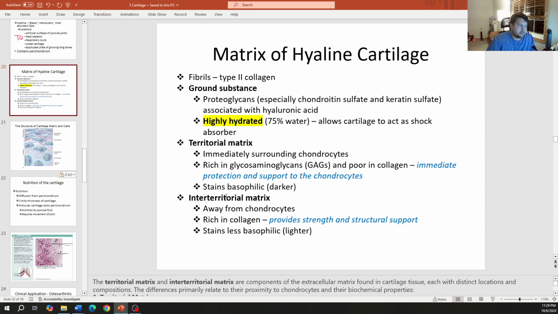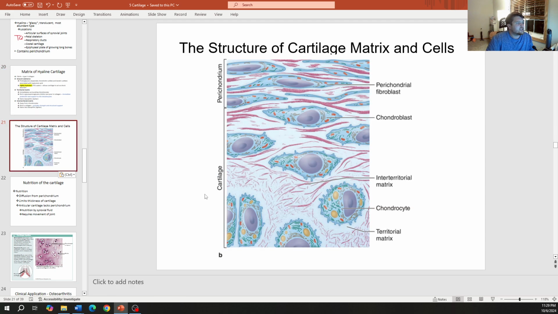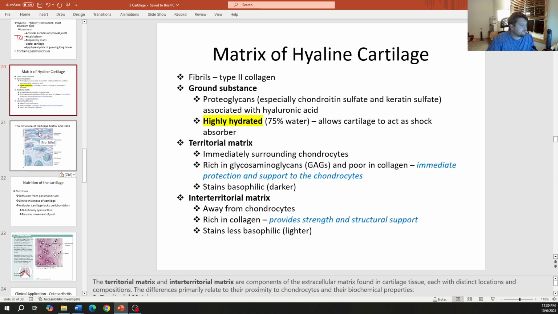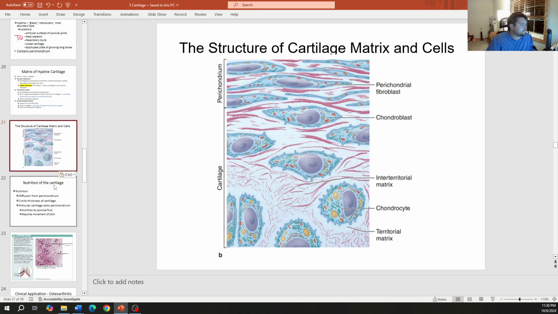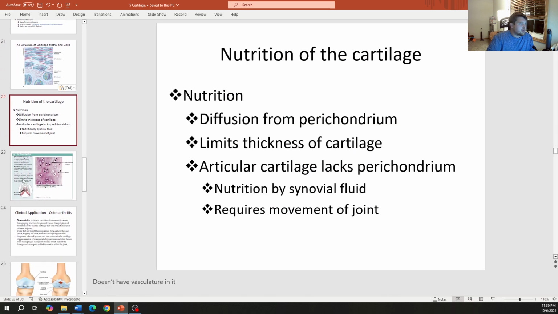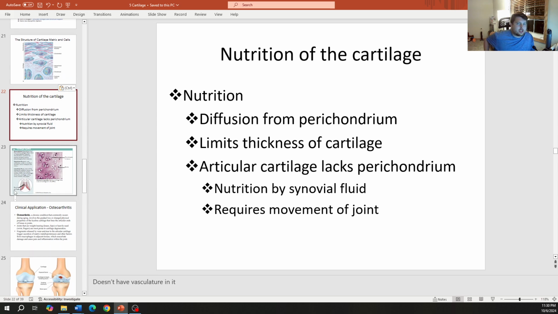The interterritorial matrix is a little bit further away from the chondrocytes. It's rich in collagen, lots and lots of collagen, to give strength and general structural support to the rest of the cartilage. Again, remember we talked about how cartilage itself does not have vessels, nerves, or lymph vessels. So it has to get those nutrients somehow.